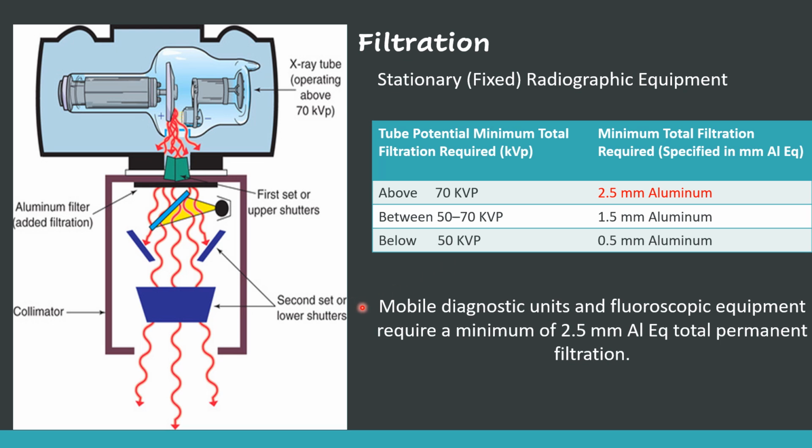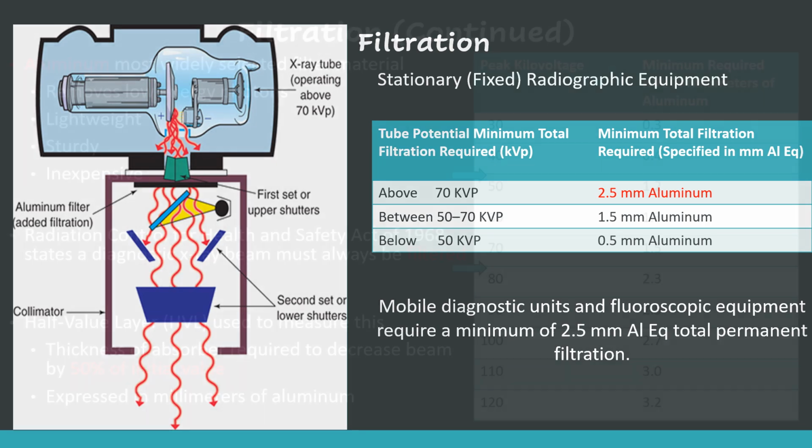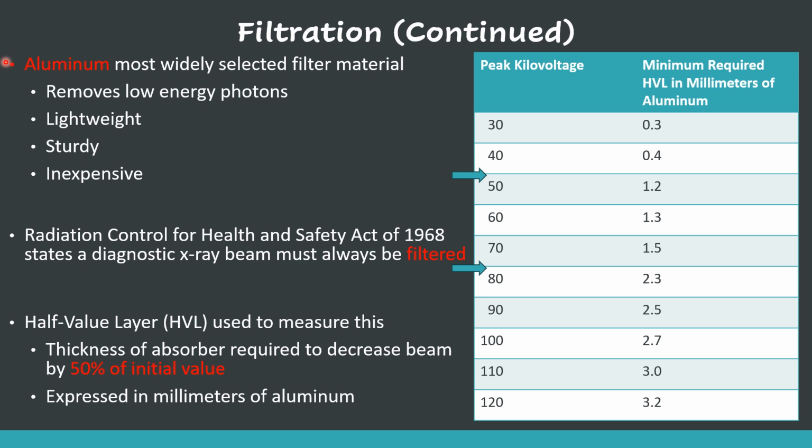Mobile diagnostic units, portables, fluoro equipment, C-arms require a minimum of 2.5 millimeters of aluminum equivalent for total permanent filtration. Again, we have our aluminum filters here, and usually we have lead shutters down over here. Aluminum is the most widely selected filter material, removes low energy photons, lightweight, sturdy, and inexpensive. The Radiation Control and Health and Safety Act of 1968 states a diagnostic X-ray beam must always be filtered.